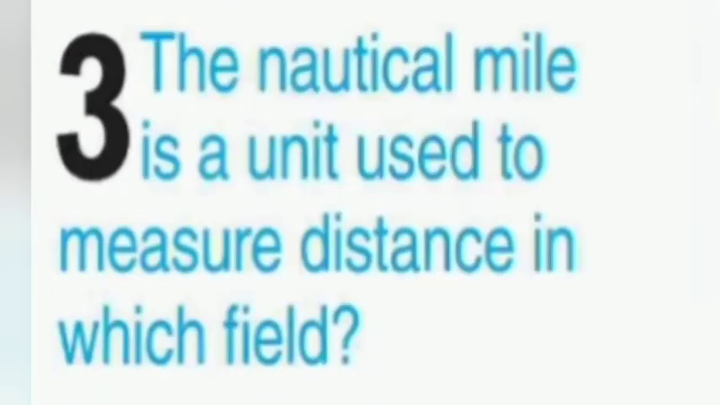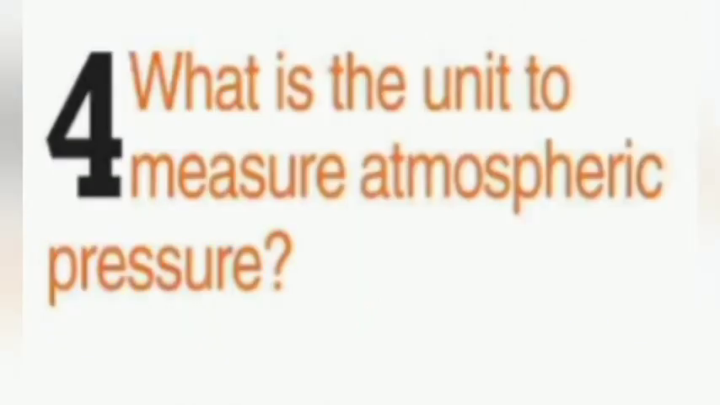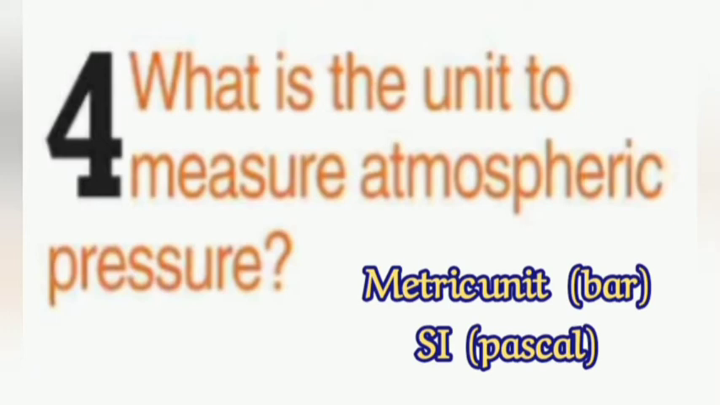The nautical mile is a unit used to measure distance in which field? So it is used to measure distance in the navigation field. What is the unit to measure atmospheric pressure? Here it is given in bar, so it is the metric system, but in the SI system it is Pascal.